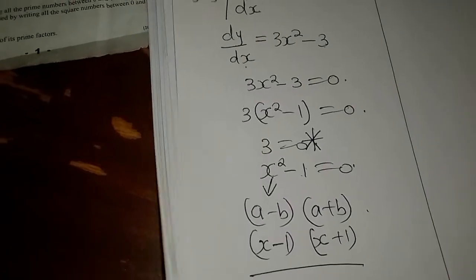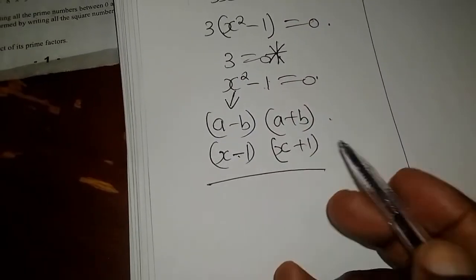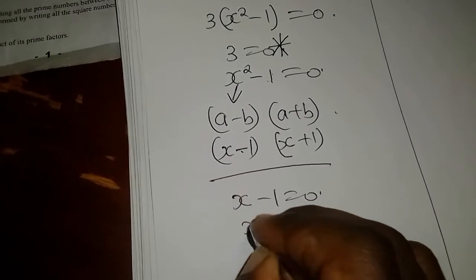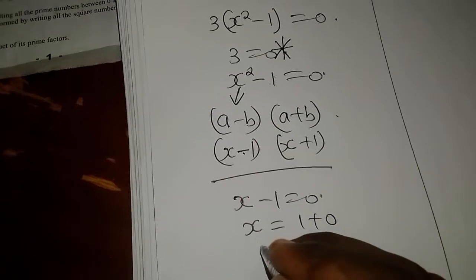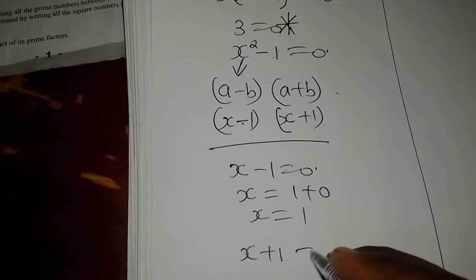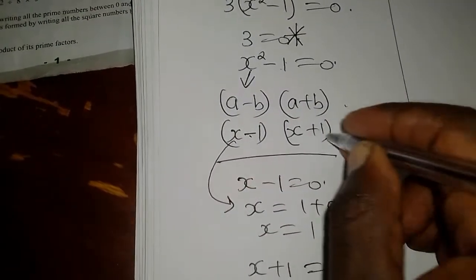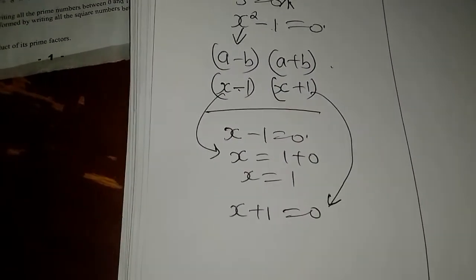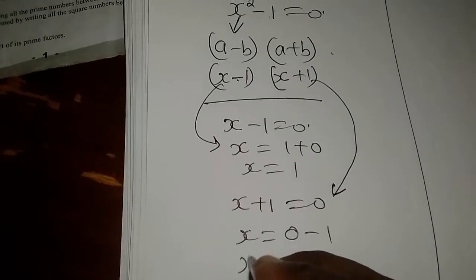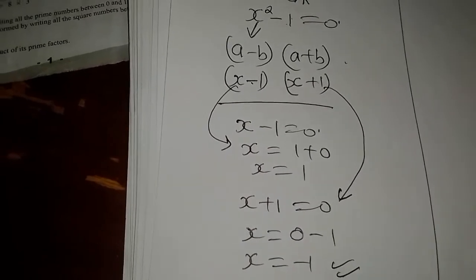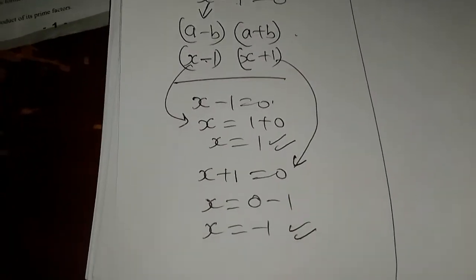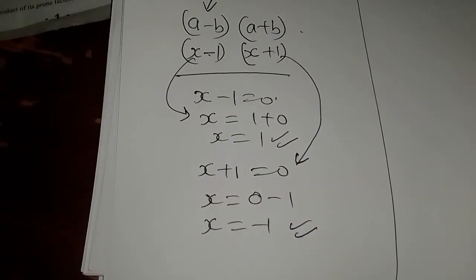You've factorized that. To get the two values of x, I say x minus 1 equals 0, so x equals 1. That is our first value of x. The second one: x plus 1 equals 0, so x equals negative 1. So those are the values of x. As far as the turning points of that curve are concerned, x is 1 and x is negative 1.